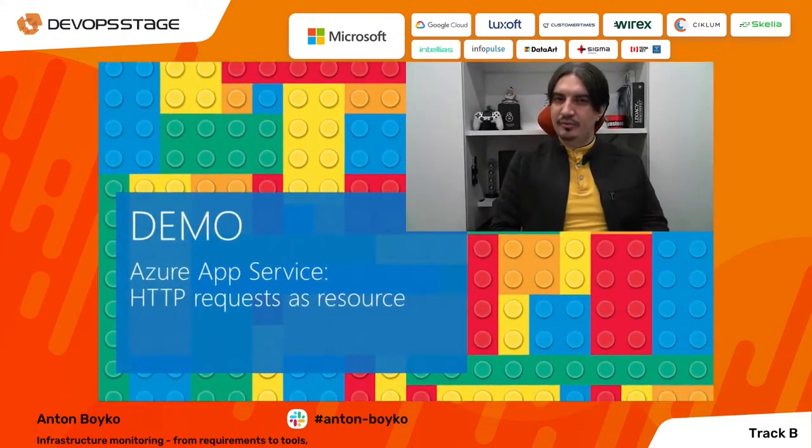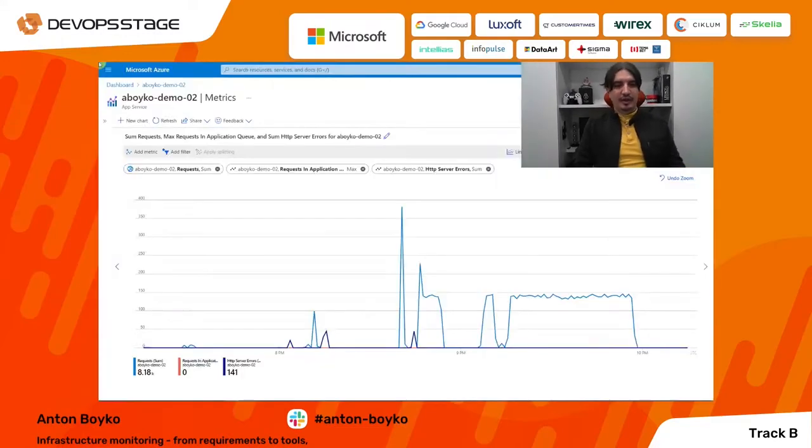For the third demo, I would like to show you that the USE methodology, or USE method, which stands for utilization, saturation, and errors, technically can be applied not only to the infrastructure, but to anything that you can define as a resource. In this example, as you can see, we're back in the Azure portal. Now we're working with our app services. In the previous demo, we were working with the app service plan.